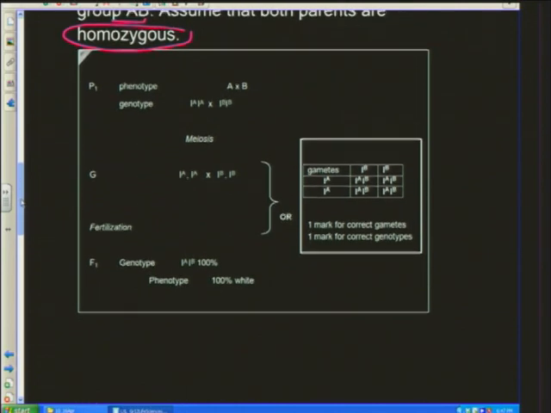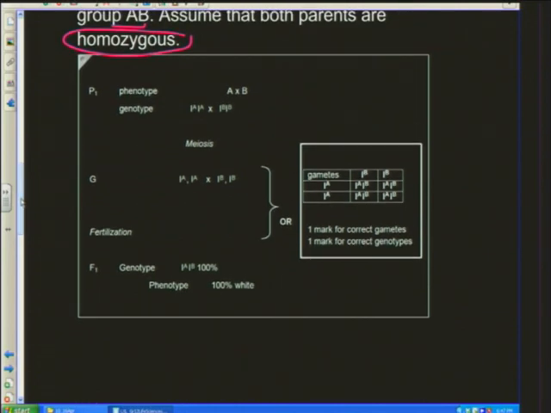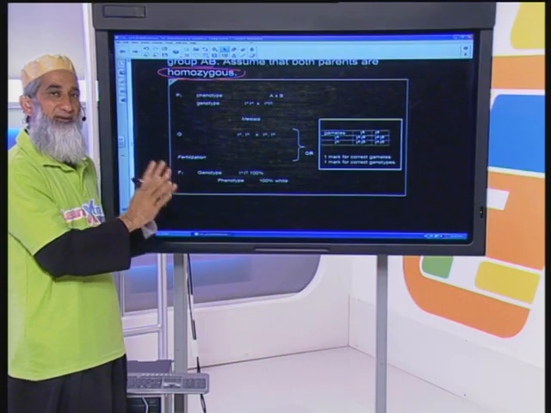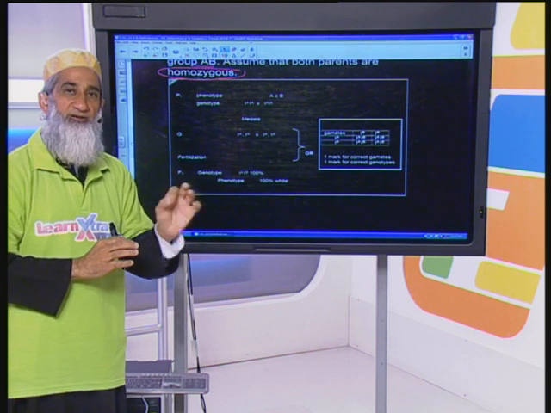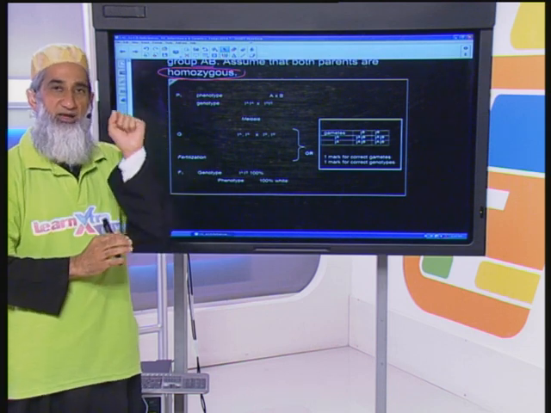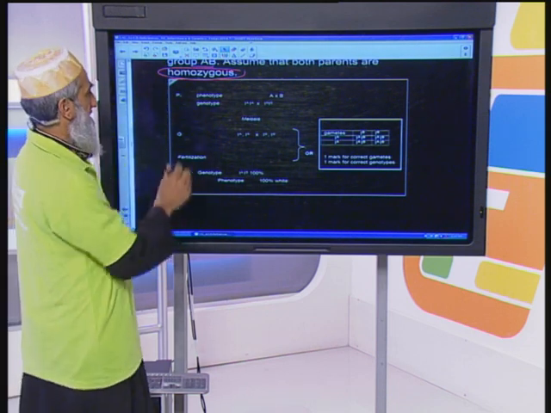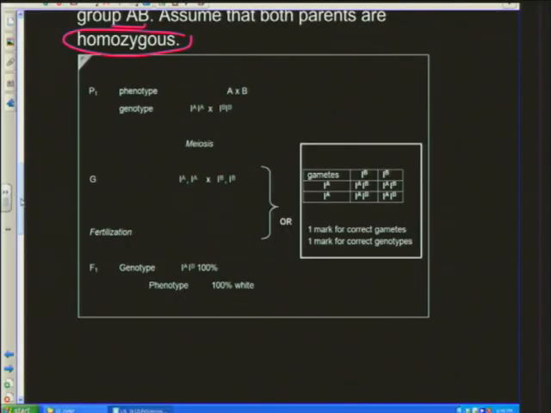There we go. So again, same story. Look at what has happened. We have not changed the format. We have kept the format the same. We have only changed the symbols. I told you in blood group, we have to use capital I and small i. Let's see how we do it. P1, phenotype A and B. Genotype, we said that both parents are homozygous. So it's IA IA, IB IB.